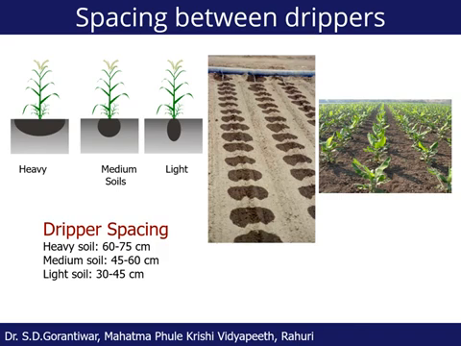So what will happen if we keep the spacing between two emitters in light soil more than the desired one? Desired is 30 to 45 centimeter. So in this case, what will happen?